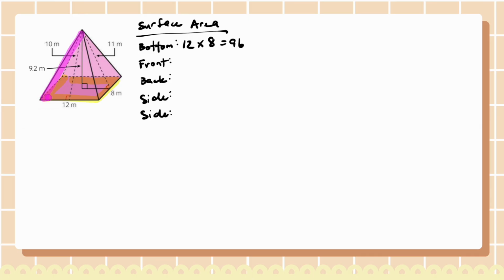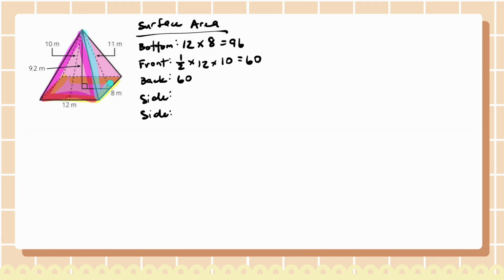Let's do the area of this front triangle. So notice that the base of this front triangle is going to be 12, and then I want to multiply it by the height, or the slant height, of this triangle right here. And that arrow is pointing to 10. So in our formula, we're going to do 1/2 times base 12 times height 10. And that's going to get me 60. If the area is 60 for the front, that means it's also 60 for the back triangle.